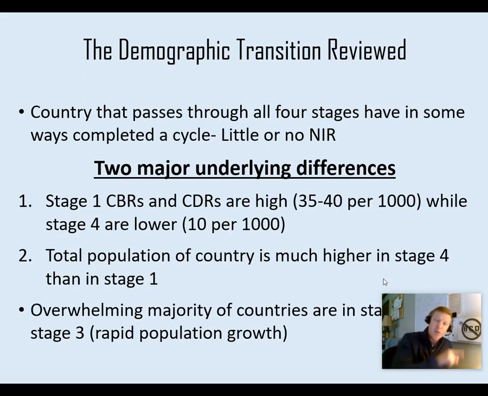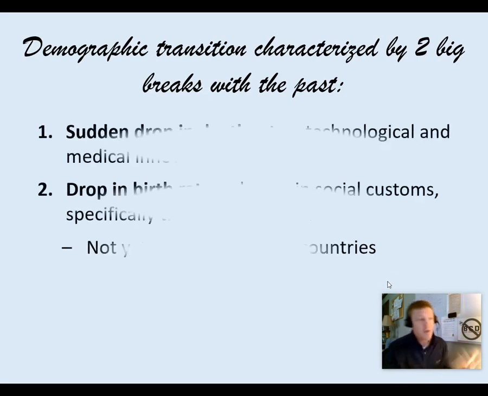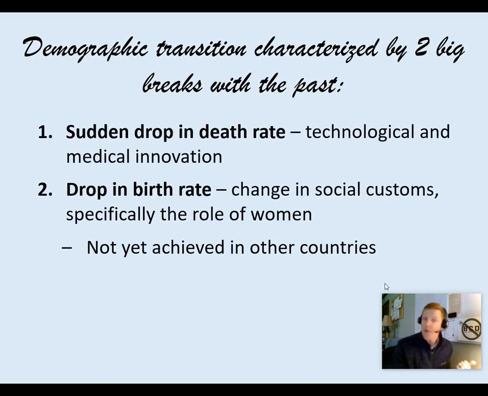But the difference is when you move from stage 1 to stage 4, you end up adding a whole lot of people to a society's population. That would be the natural increase rate of stage 2 and 3. Okay? The majority of countries out there are either in stage 2 or stage 3. So you have 2 big breaks with the past. One will be the sudden drop in death rate, that's stage 2. And the other one will be the drop in birth rate, that's stage 3.